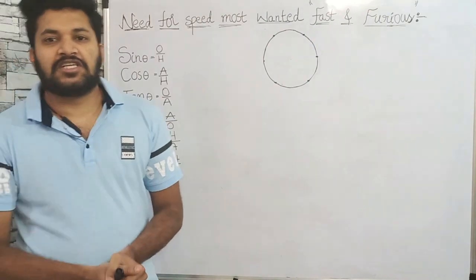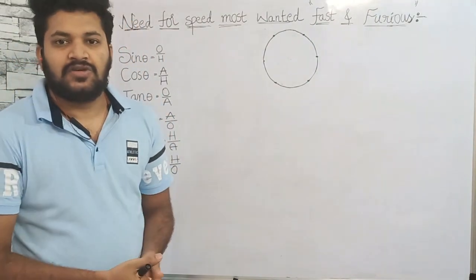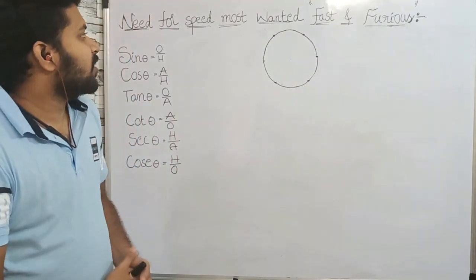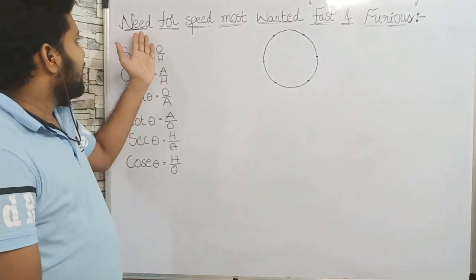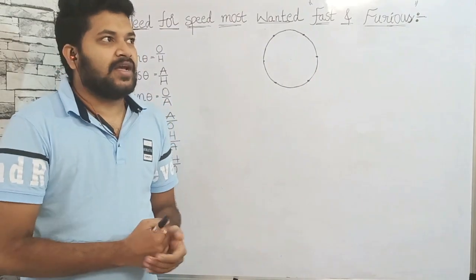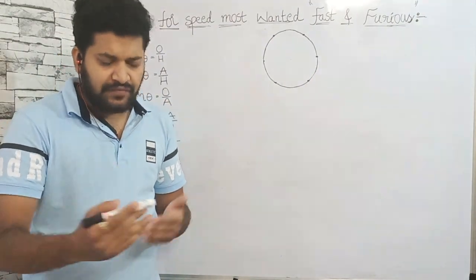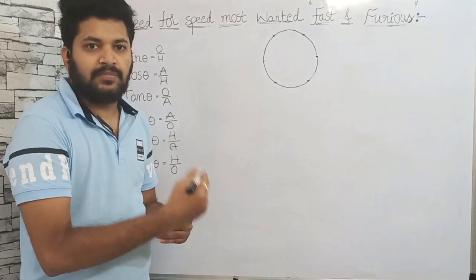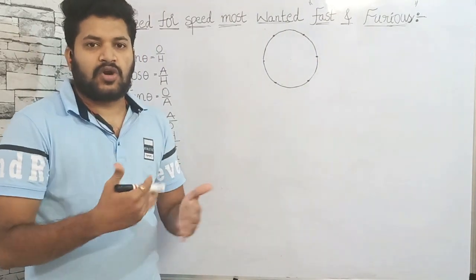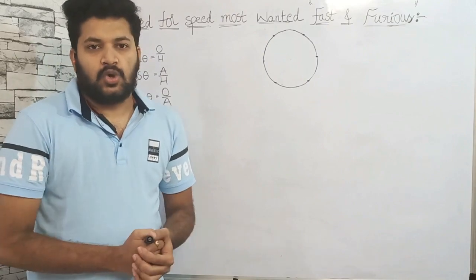In part 1 we discussed trigonometric ratios, inverse multiplication and trigonometric ratios of complementary angles. And today the new concept in Navin Math Poster is the need for speed, most wanted, fast and furious. And students, my suggestion for you is, if you feel the class is going fast, please pause it and go back 10 seconds, and where you are not understanding, just write it in your notes.